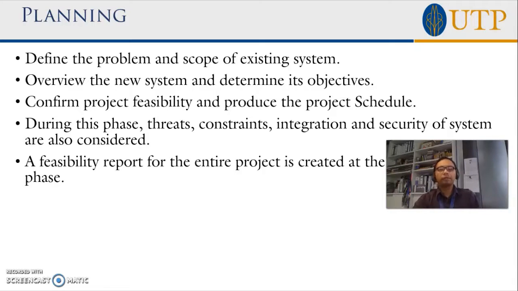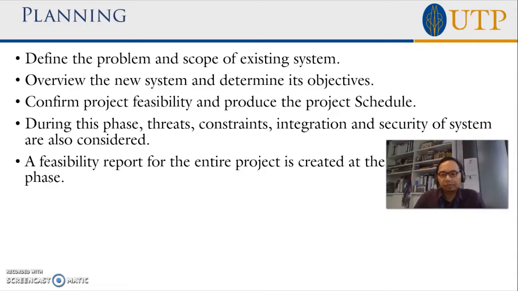So we'll begin with the first phase, which is planning. In planning, what you would do is define the problem and scope of the existing system, get an overview of the new system and determine its objective, and look into project feasibility, whether it can be done or not. You look into the schedule, how long this project is going to take. You identify any threats, any constraints, security, any integration problem that you might encounter throughout the project.